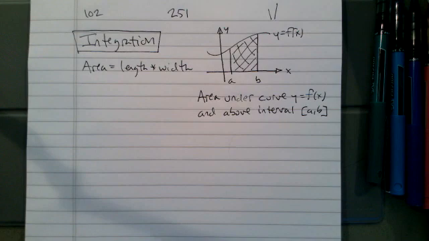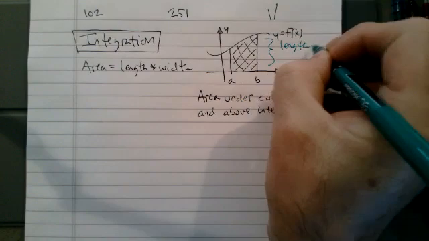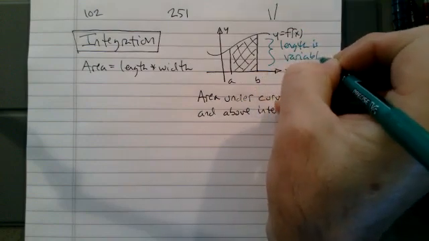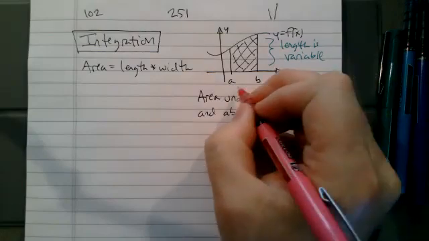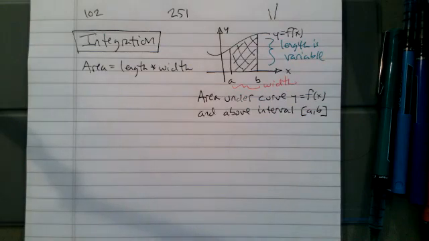So the trick here with this area under the curve problem is that the length is variable. So what's going on here, what makes this a calculus problem, is that length is variable throughout the width. I want to calculate area as length times width, but when we're looking at the area under a curve and above an interval, the length part is variable. And that's where we switch from multiplication to integration.